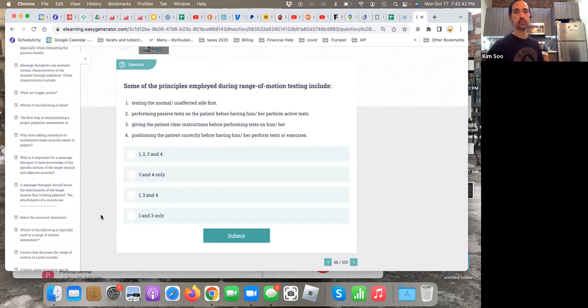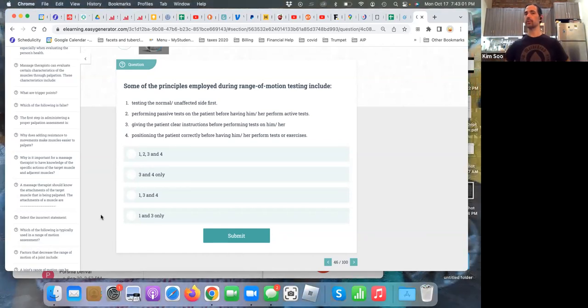Okay, some of the principles employed during range of motion testing include testing the normal unaffected side first, performing passive tests on the patient before having him or her perform active tests, giving the patient clear instructions before performing tests on him or her, positioning the patient correctly before having him or her perform tests or exercises.